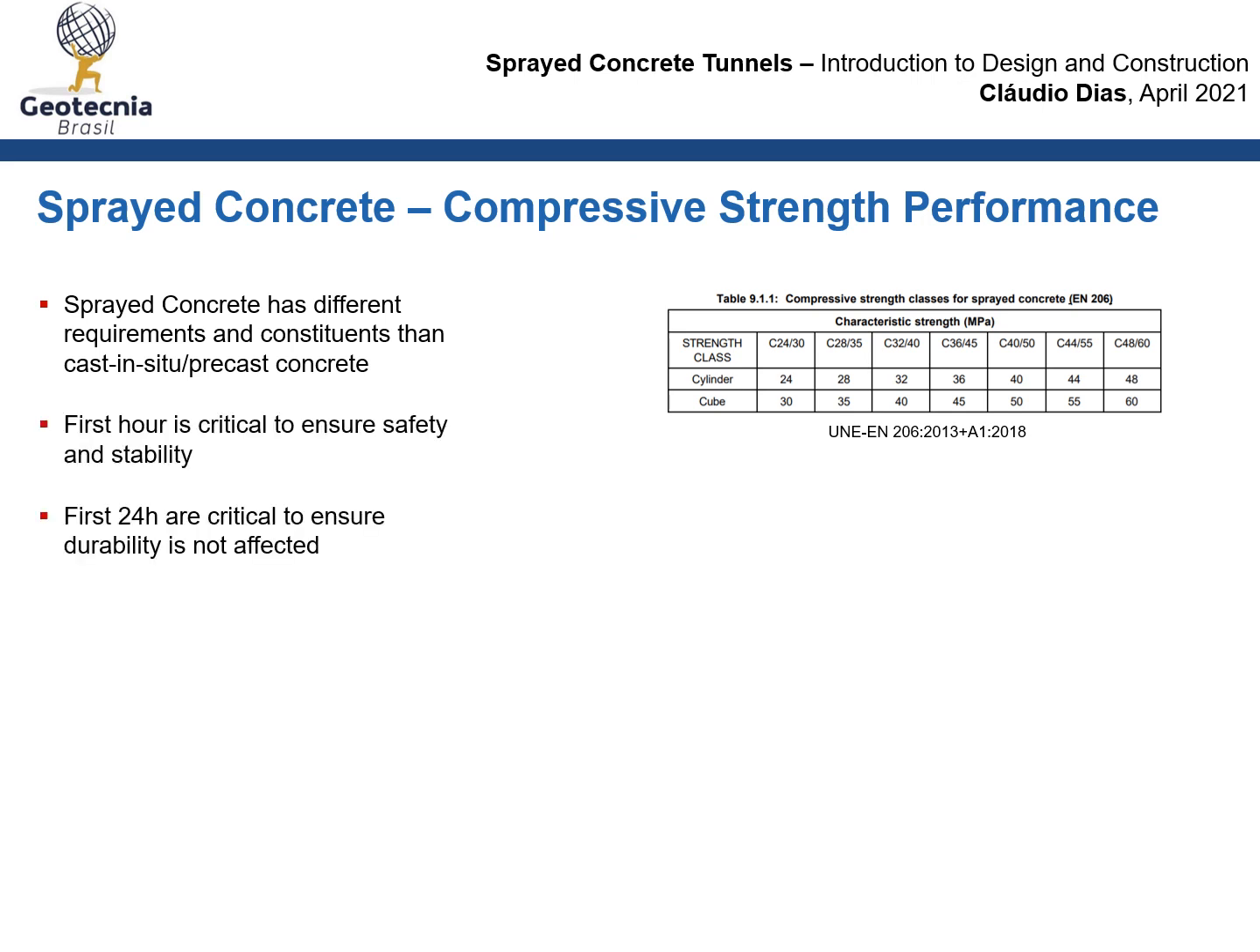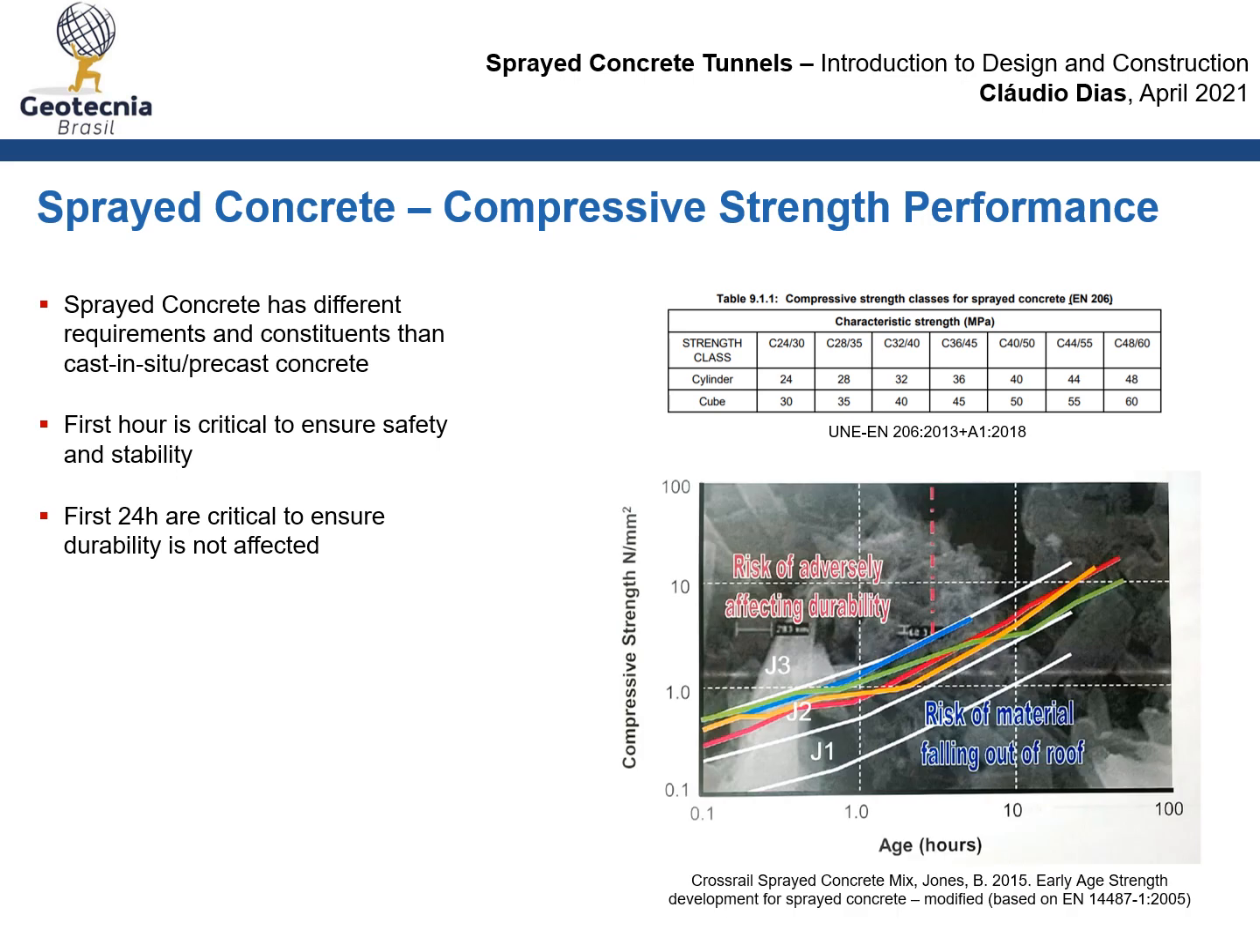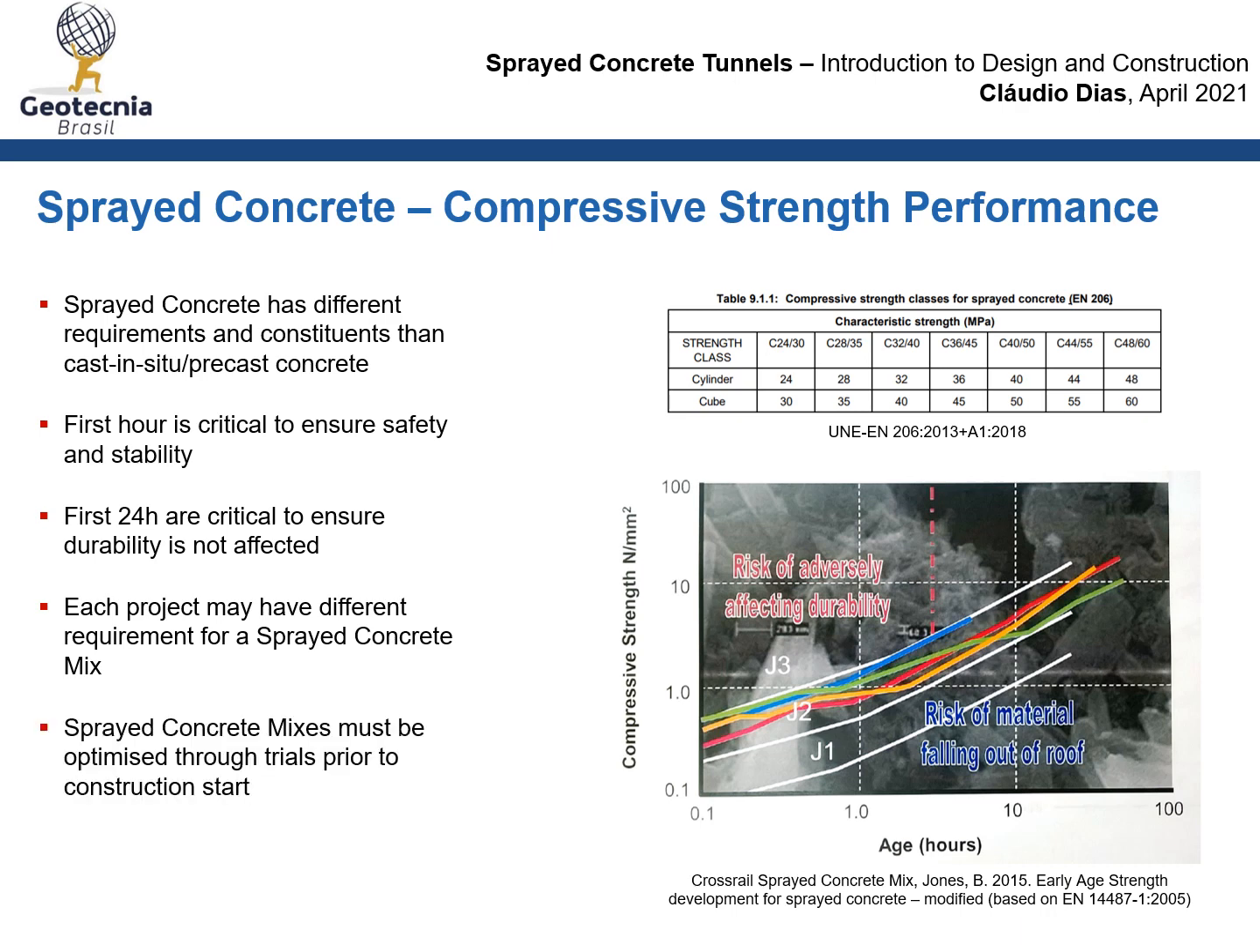For shotcrete, the first hour is critical to ensure safety and stability in tunnels, whereas the first 24 hours are critical to ensure durability. As you can see in this image, the regulations recommend upper and lower limits to ensure that both stability and durability are ensured. The different colors here represent different concrete mixes from the Crossrail project. As every project has different requirements, every sprayed concrete mix must be optimized through trials before construction can start.